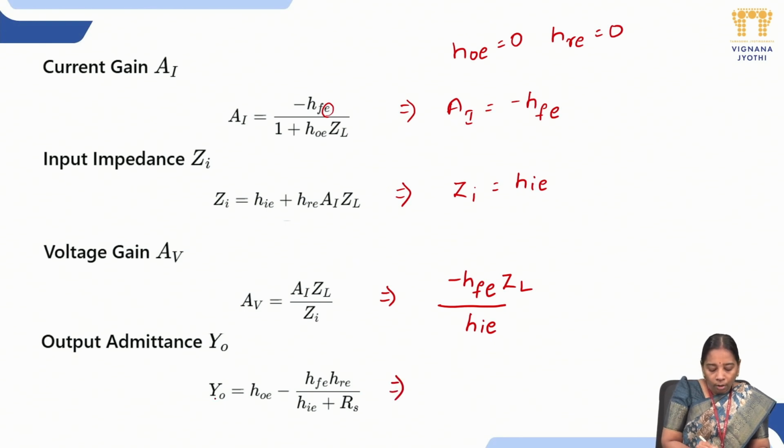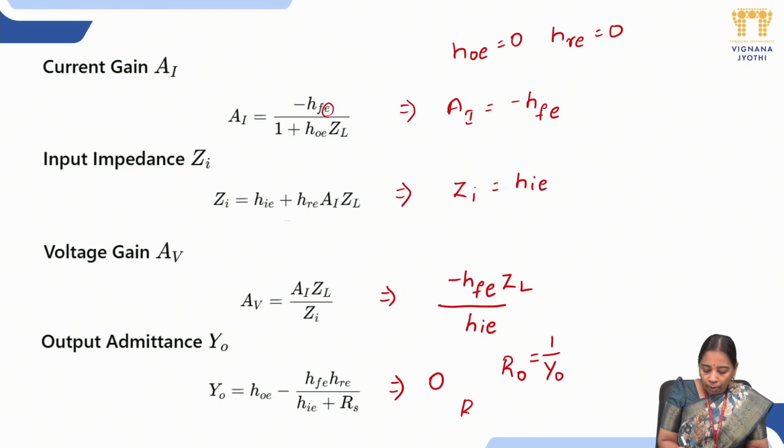Next, coming with output admittance. Here we have approximated HOE equal to 0, and also we have HRE which was approximated to 0. So 0 minus 0 gives you output admittance as 0. Next, coming with output impedance, we already know that R0 is inversely proportional to admittance. So obviously R0 will be equal to infinity, coming with this approximate analysis.